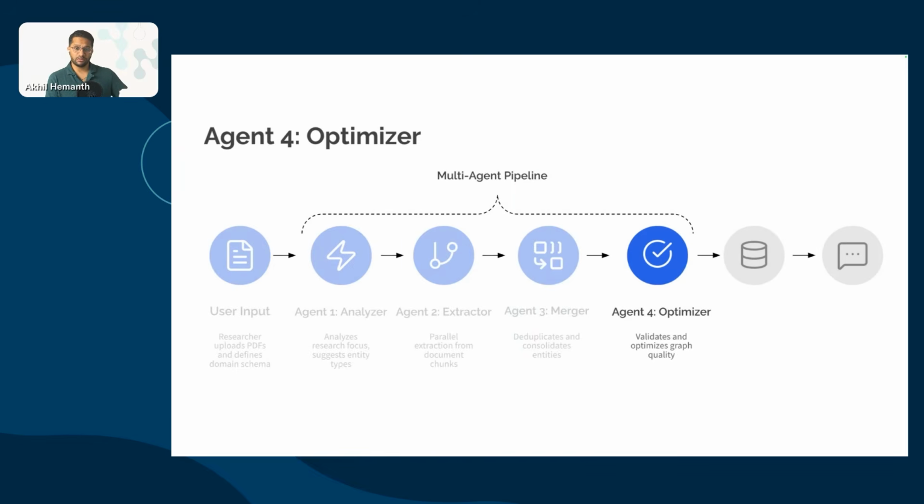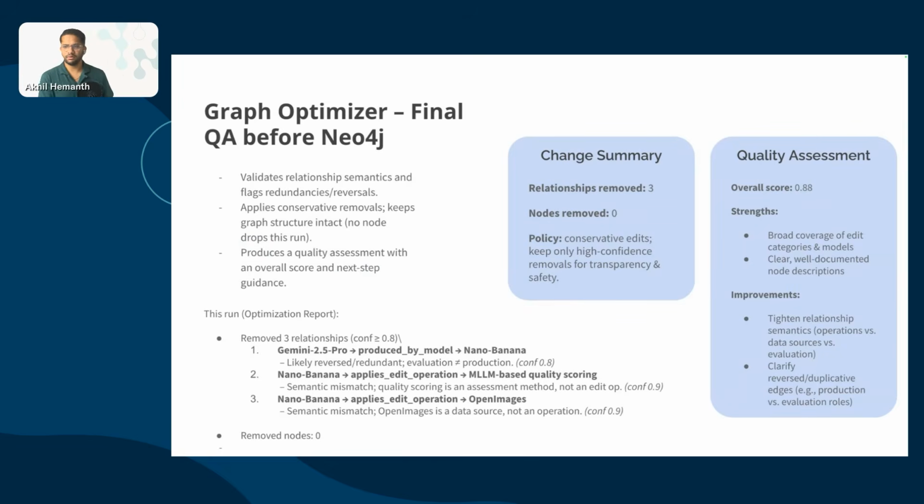And so now we've gone through the three agents, and the fourth and final one is an optimizer, which validates and optimizes the graph quality. Agent 4 is a semantic QA quality assessment pass. In this case, it removes three relationships that were either reversed or were using the wrong verb. So it looks at grammatical errors, it looks at the description, it looks at everything and finds similarities and suggests that these things need to be removed because it has its own set of reasoning.